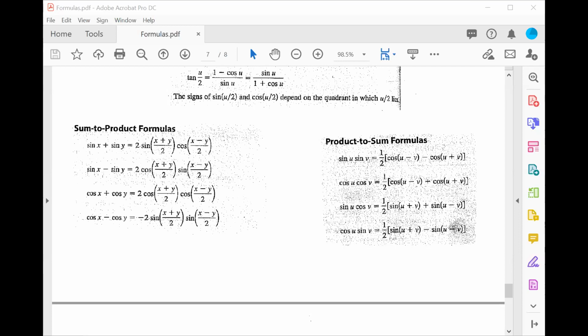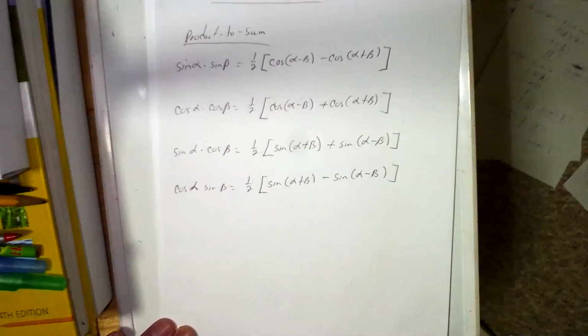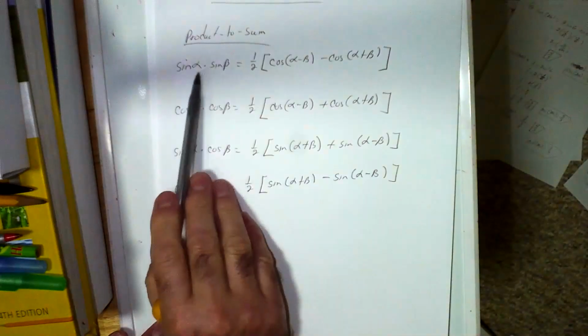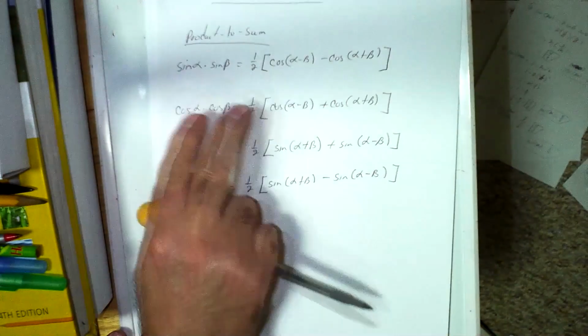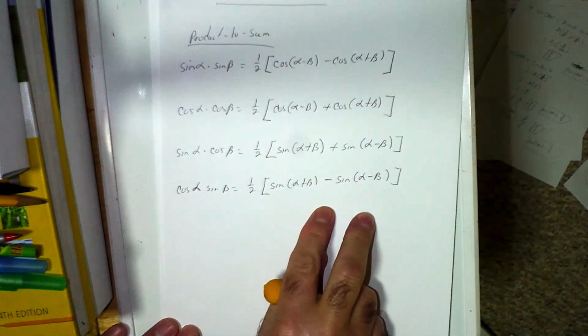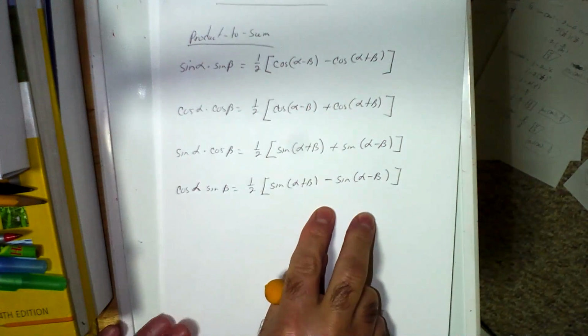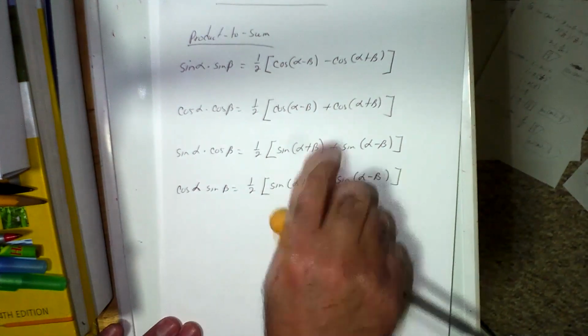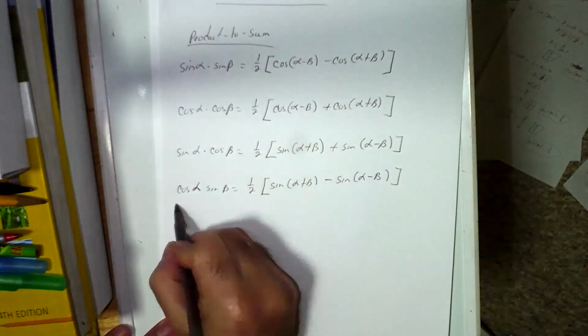So again, you don't have to memorize them. Here are the formulas. You have product to sum, and basically all you do is you just plug in the numbers. Okay, that's all you do. You just plug in the numbers into the right side. So let's do an example.